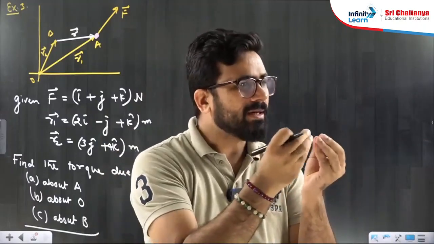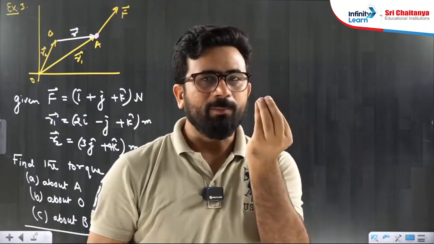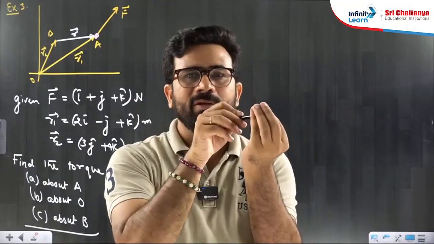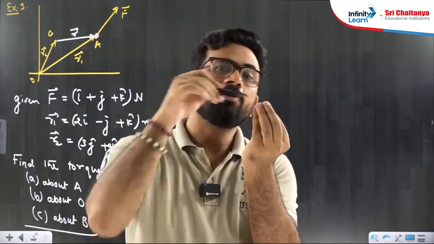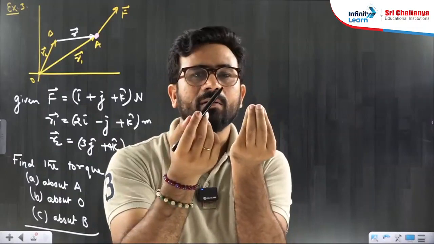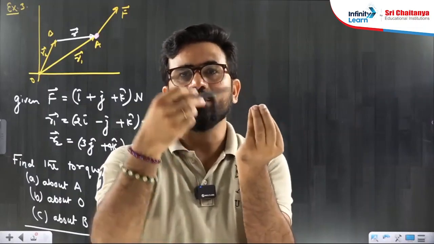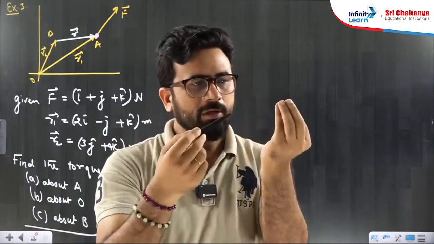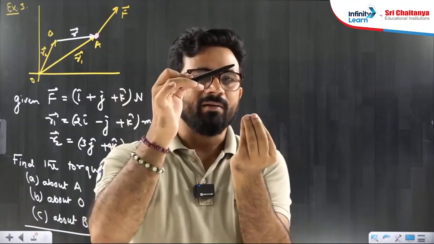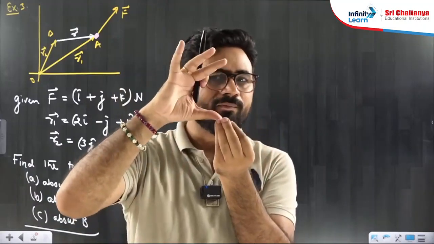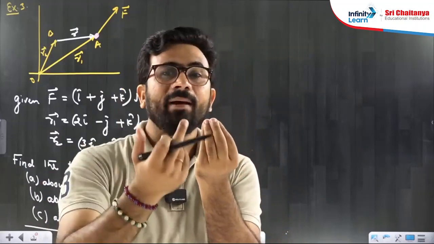Because R is nothing anywhere. This is the point, and at this point I am applying the force, and we want to calculate the torque about this same point. So what is the R vector? There is no perpendicular distance between the force and this point. If they were apart, the perpendicular distance would be something. But now R becomes 0.